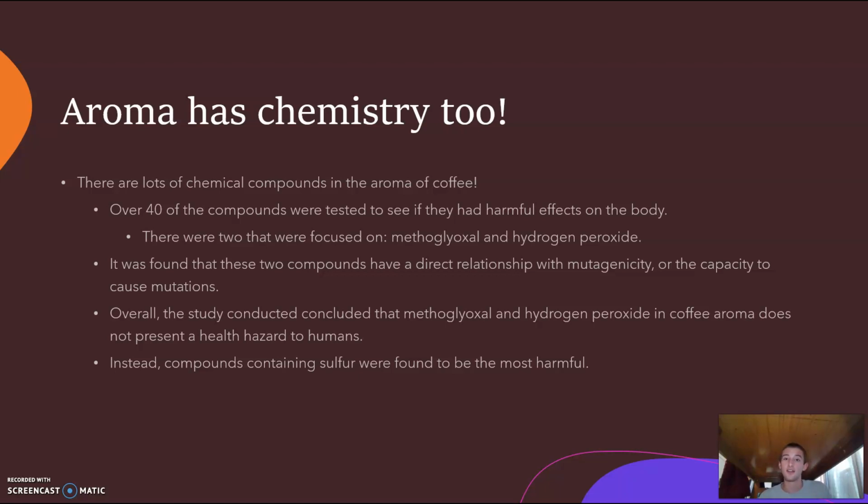They were found to have a direct relationship with mutagenicity, or the capacity to cause mutations. So basically, if there's more methylglyoxal and hydrogen peroxide in something, it's more mutagenic, or it can cause more mutations, in a nutshell. Overall, the study concluded that methylglyoxal and hydrogen peroxide don't have a negative effect on the human body because there's not enough of it to have a negative effect.